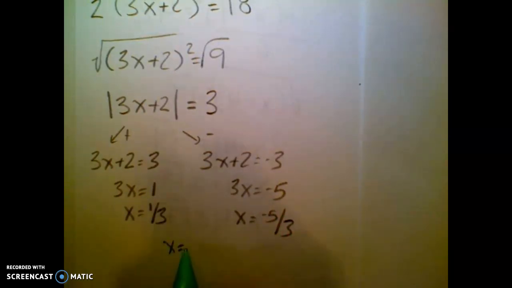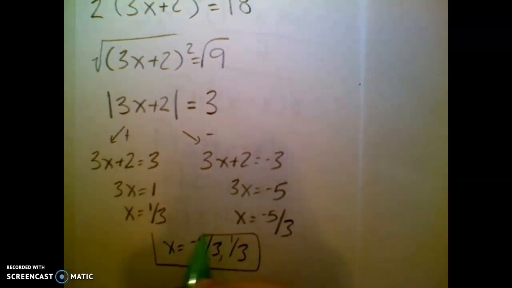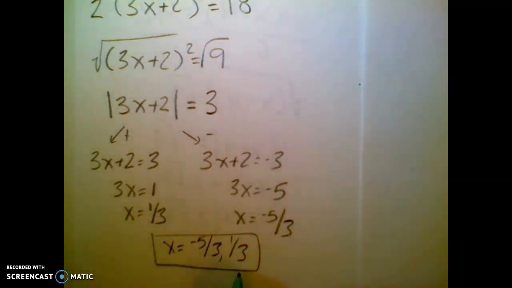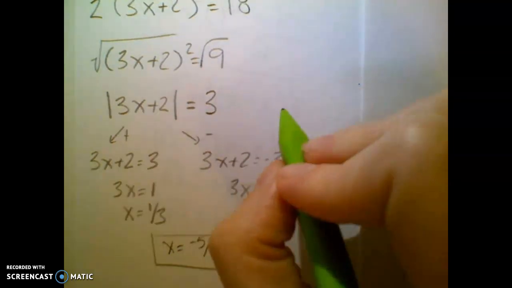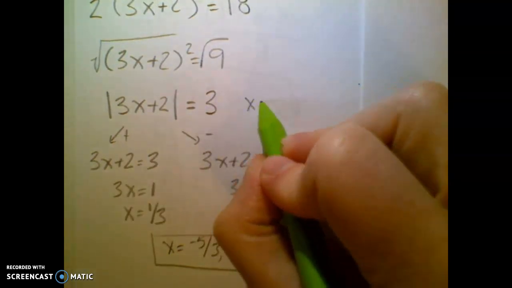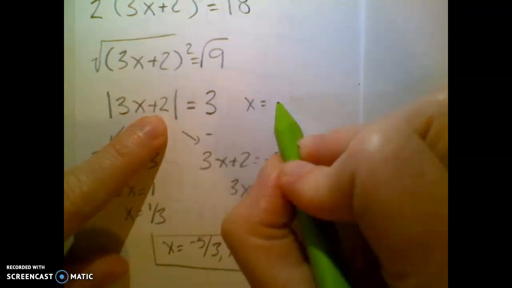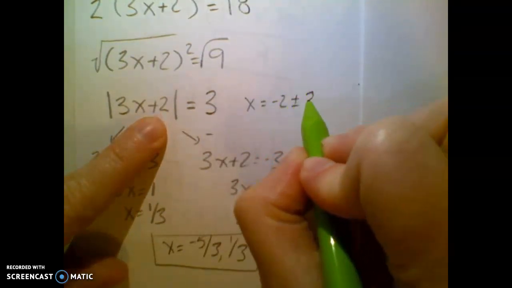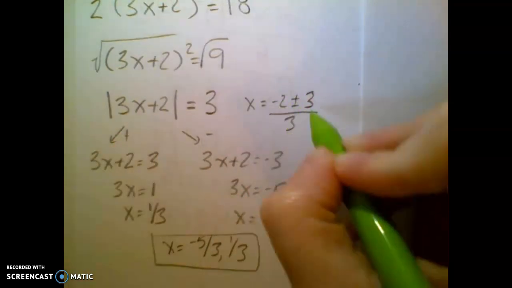So my answers are x equals negative 5/3 and 1/3. So I did get 2 separate answers that are completely different. Again, I do not want to see, I mean, it's technically correct. You could say x equals, and I would subtract 2, so negative 2 plus minus 3 divided by 3. But, I mean, do the math.